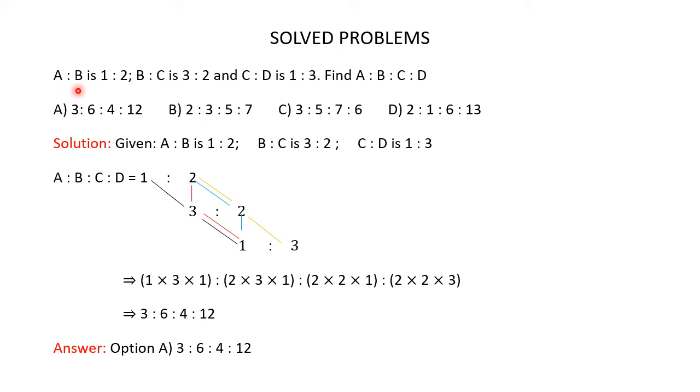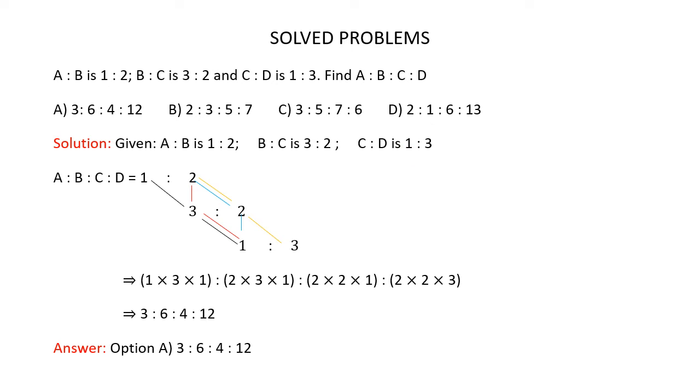If A is to B is 1 is to 2, B is to C is 3 is to 2, and C is to D is 1 is to 3, find A is to B is to C is to D. You are given 4 options and you have to find out which of these options is the correct one. Now it's given that A is to B is 1 is to 2. B is to C is 3 is to 2. C is to D is 1 is to 3.